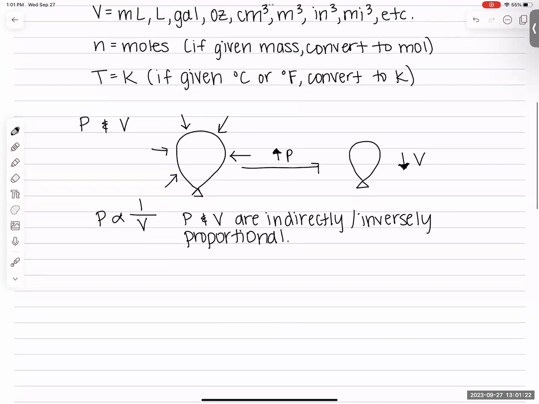But what you need to know is if pressure goes up, volume goes down, right? They're opposite. If pressure goes down, volume goes up. If I release the balloon, if I go backwards and release the balloon, the volume will increase. So higher pressure, smaller space. Lower pressure, bigger space. So that's one relationship.